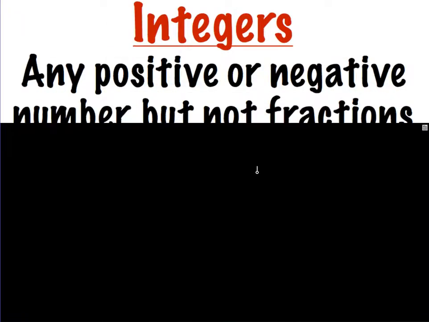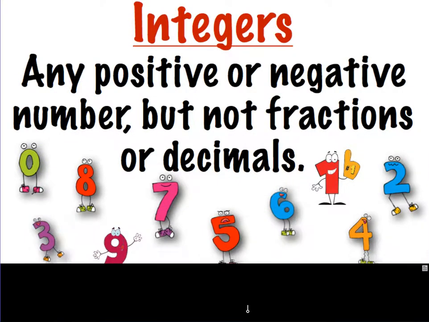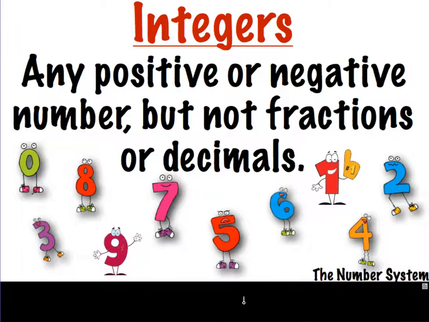Integers. Integers are any positive or negative number, but not fractions or decimals. We know whole numbers are our counting numbers: when we count 1, 2, 3, 4, those are whole numbers. Integers include whole numbers, they include 0, and they also include all of the negative numbers. So really, it's any number you typically would see on a number line, but it cannot have a fraction and it cannot have a decimal.